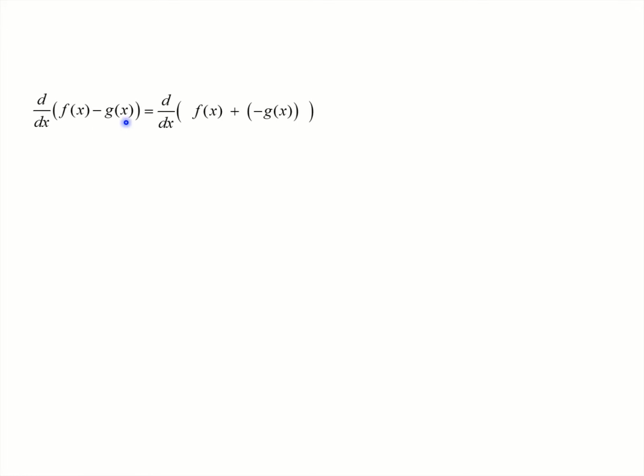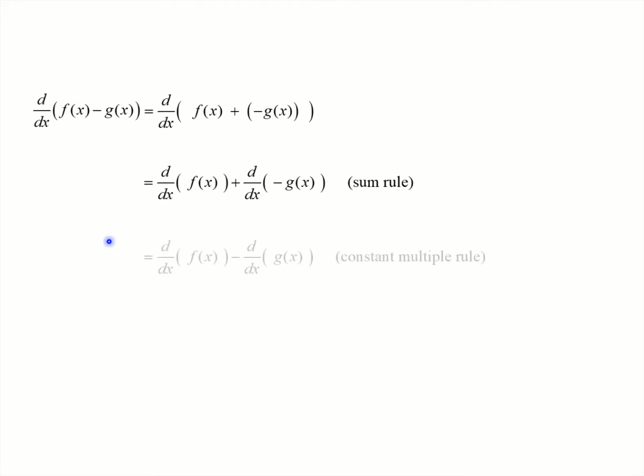So the derivative of that difference, we can write minus g as plus a negative g. So now I have two functions, f of x and negative g of x, and there's the sum. And because of the sum rule, we can say the derivative of the sum is the sum of the derivatives. So we just proved that rule. And we have the constant multiple rule where there's a -1 in front of that. So we can factor that -1 out in front of that derivative there. So that's by the constant multiple rule.